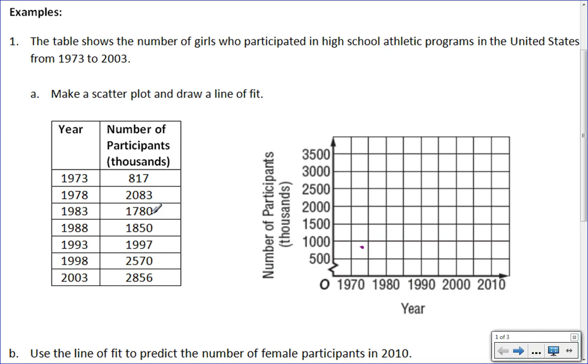1978, 2083, so that would be about right here. 1983, 1780, about right there. 1988, 1850. 1993, 1997, 1998, 2570, and 2003, 2856.